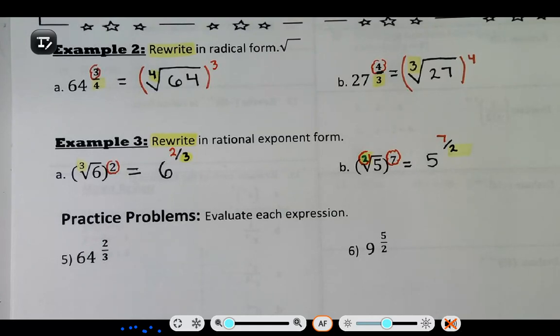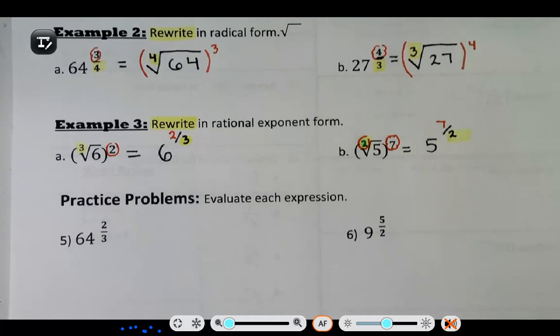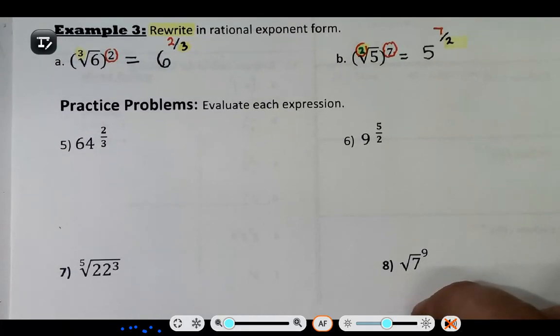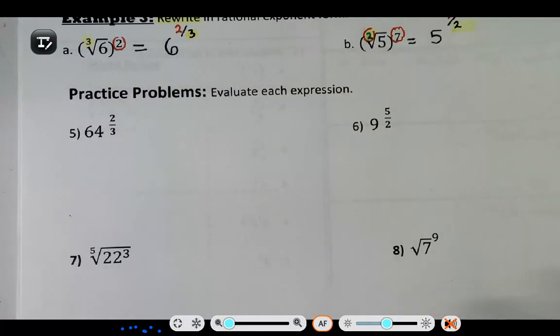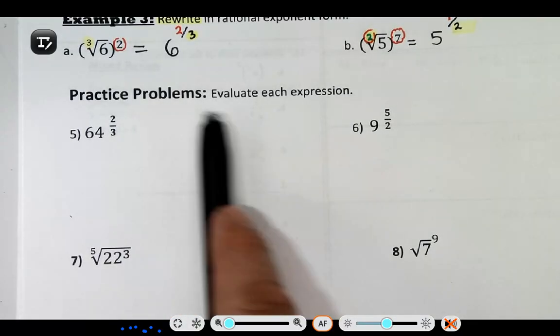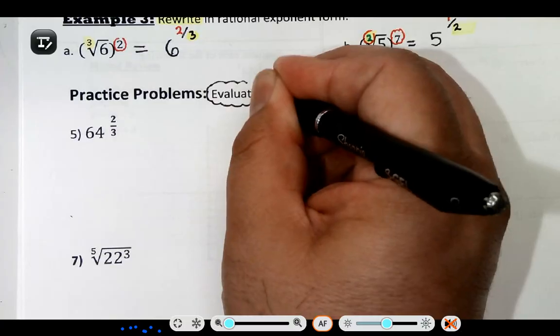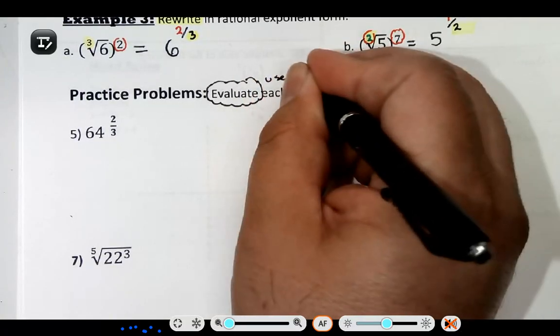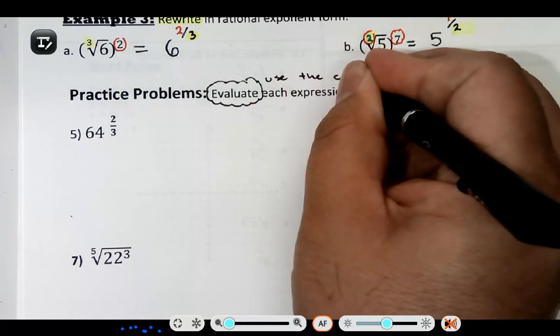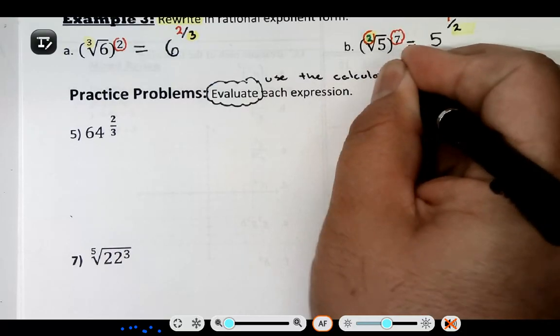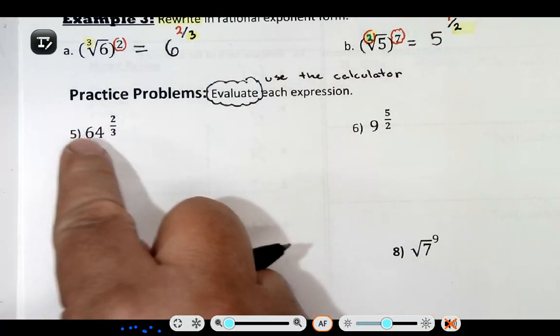All right, so with that said, everybody, that's pretty much today's concept. Just so you know, maybe we could do a couple of these just so you see them. For your practice problems, all they said was evaluate. Okay, so maybe we should talk about it. See, evaluate means use the calculator. Now, we see a power that's a fraction.